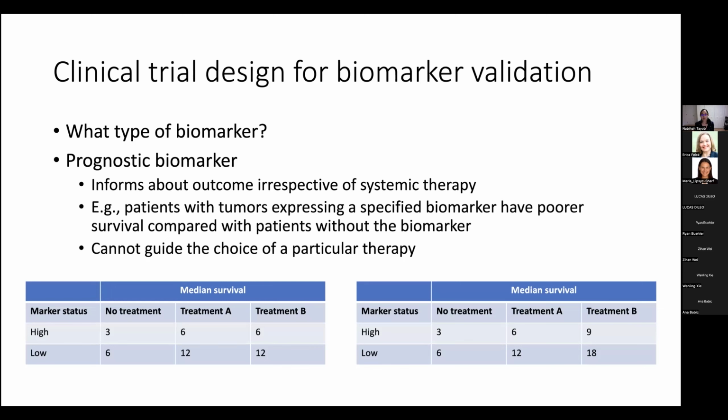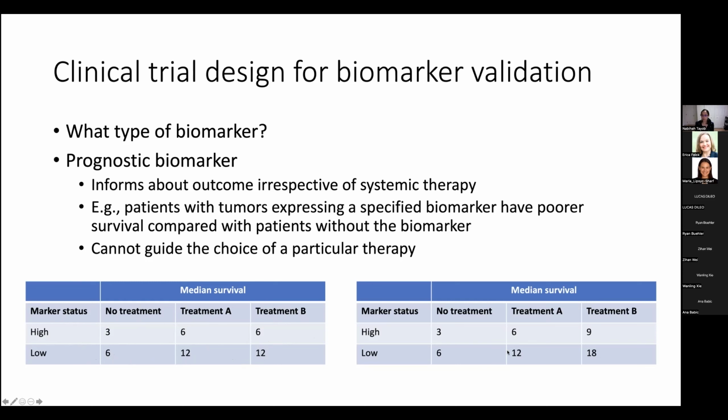Prognostic biomarkers inform you about the outcome irrespective of your systemic therapy. So for example, patients with a tumor expressing a specified biomarker have poorer survival compared to patients without the biomarker. Here's an example: when the marker is high, your median survival is lower, regardless of whether you received no treatment, treatment A or treatment B. In this context, treatment A and treatment B don't make any difference.